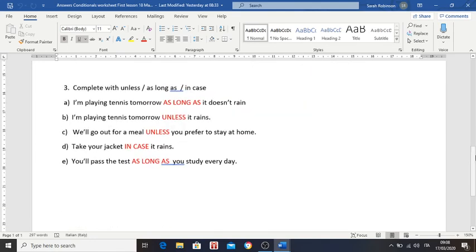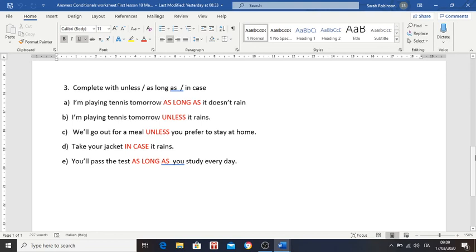So in this exercise, you needed specific answers. So A, I'm playing tennis tomorrow as long as it doesn't rain, on condition that it doesn't rain. On the other hand, in B, I'm playing tennis tomorrow unless it rains, meaning if it doesn't rain. In C, we'll go out for a meal unless you prefer to stay home. D, take your jacket in case it rains because it's a possibility that it could rain. And in E, you'll pass the test as long as you study every day.